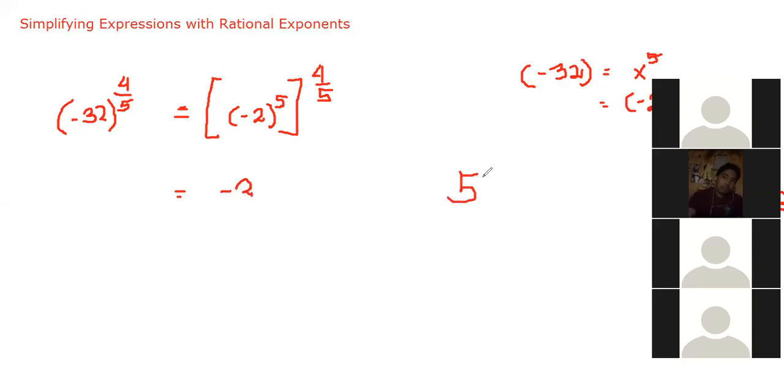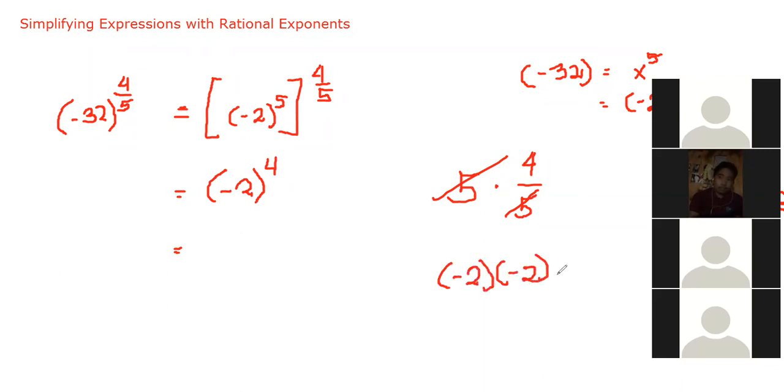Then, yung exponent nila, 5 times 4 over 5. So, cancel natin si 5. Matitira negative 2 raised to 4. So, ano kaya negative 2 raised to 4? Parang sinabi natin na negative 2 times negative 2 times negative 2 times negative 2. Negative 2 times negative 2, that is positive 4. Times negative 2, magiging negative 8. Times negative 2, magiging positive 16. So, positive 16 yung ating sagot.